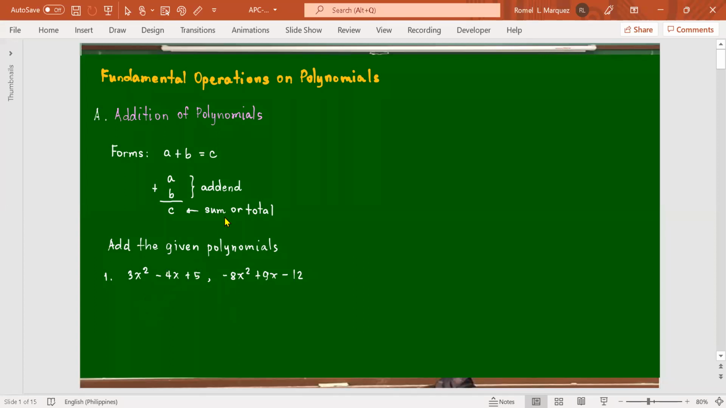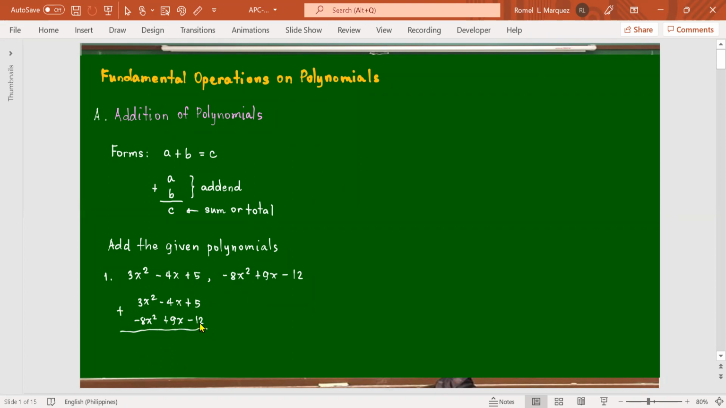Normally, better to have it in what? In vertical form, no? So we're going to write first the first polynomial, and then the second polynomial, and align with the first term of the first polynomial, similar to it, no? So that is negative 8x squared, similar to negative 4x is plus 9x, and then similar to the constant 5, negative 12. We're supposed to add these polynomials, no?